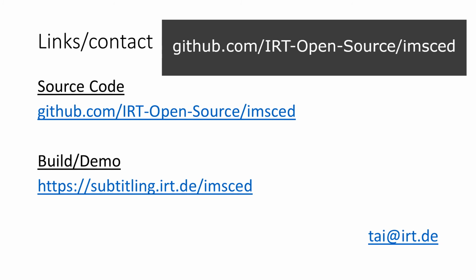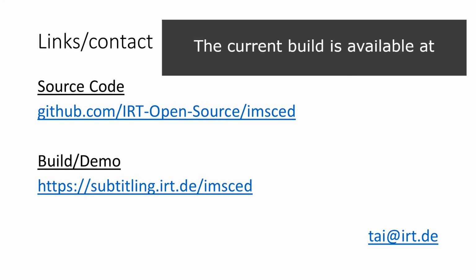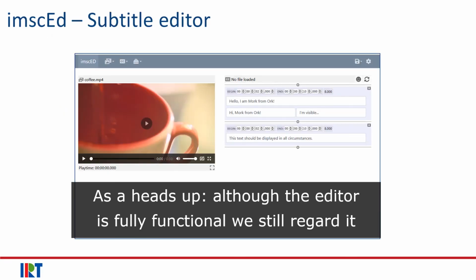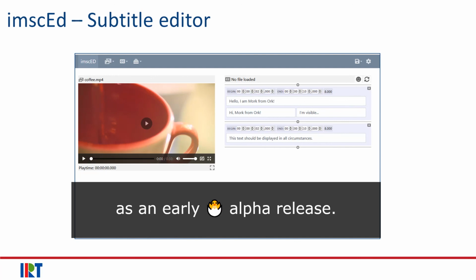github.com/irt-open-source/imscEd, spelled IMSCED. The current build is available at subtitling.irt.de/imscEd, spelled IMSCED. As a heads up, although the editor is fully functional, we still regard it as an early alpha release.